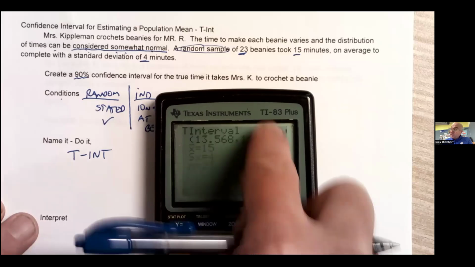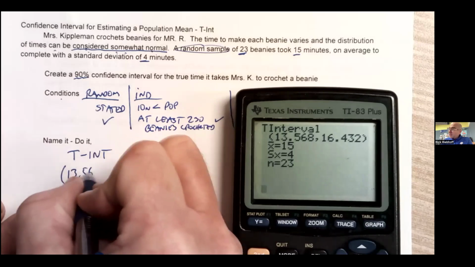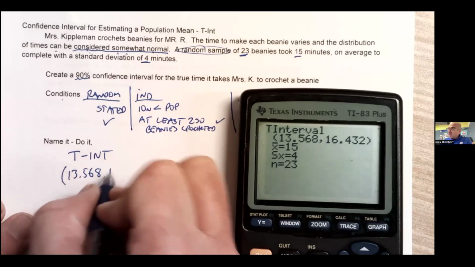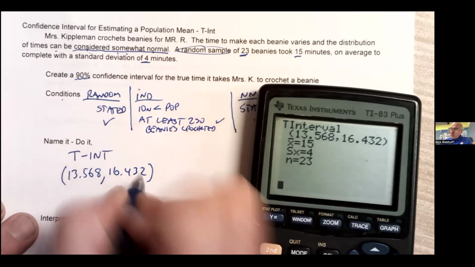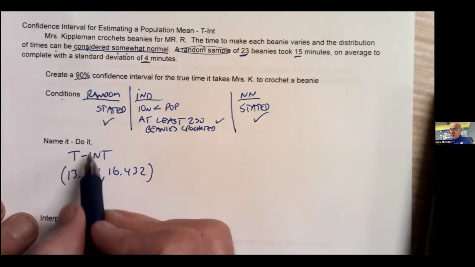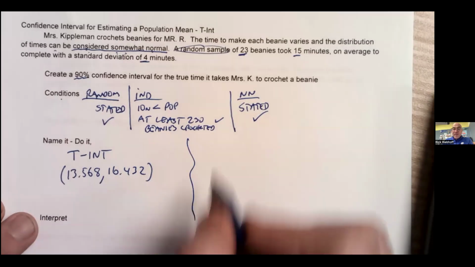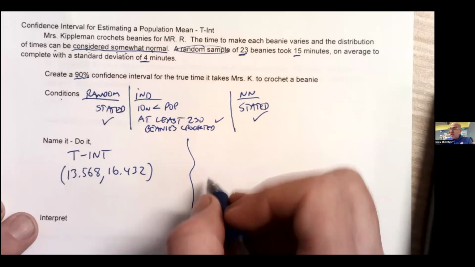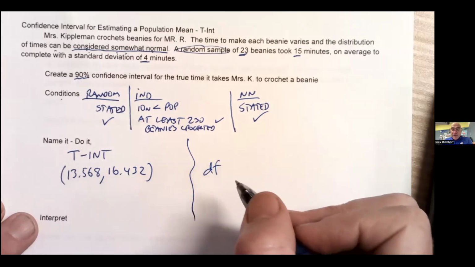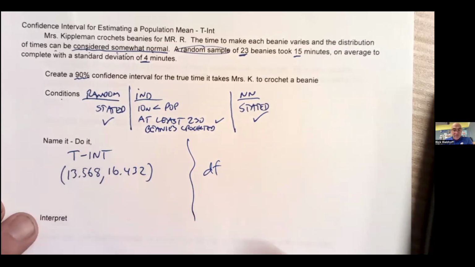Let's see what we got. This is an older calculator, it takes a while. All right, there we go. 13.568 all the way to 16.432. Cool. And notice, I didn't write the formula. I don't have to. I either have to have the name or the formula. If you wanted to do the formula, that's fine, and then you'd have to have degrees of freedom and all that good stuff. This makes it so much easier. Just use your calculator, write the interval, move on.